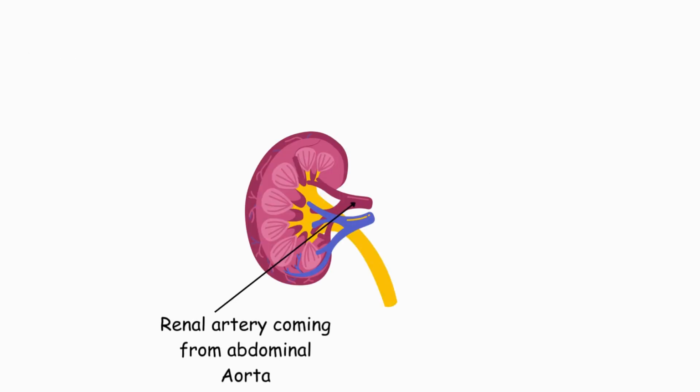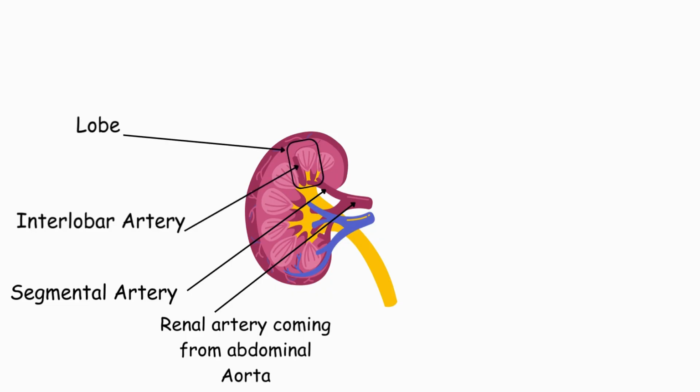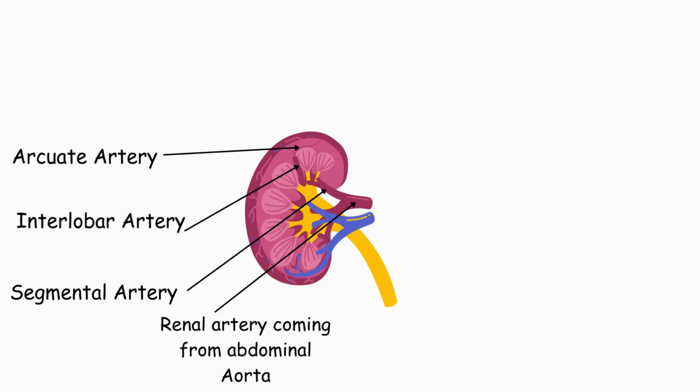The renal artery coming from the abdominal aorta enters the kidney and divides into segmental arteries that supply blood to each segment of the kidney. Now the segmental arteries divide into interlobar arteries that supply blood to each lobe, which consists of a renal pyramid and the cortex tissue surrounding it. Interlobar arteries give rise to arcuate arteries, which are arc-shaped vessels around the base of the pyramids.